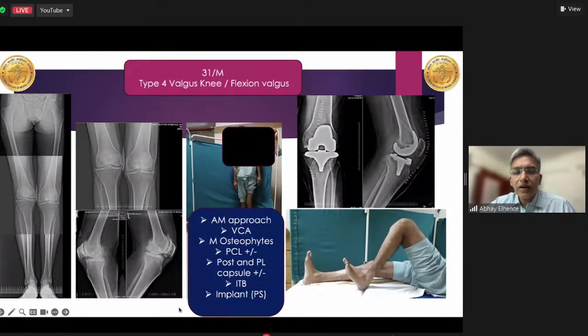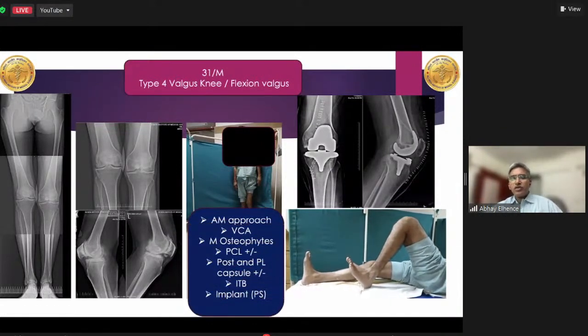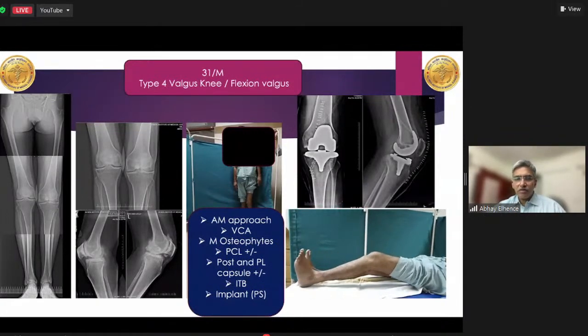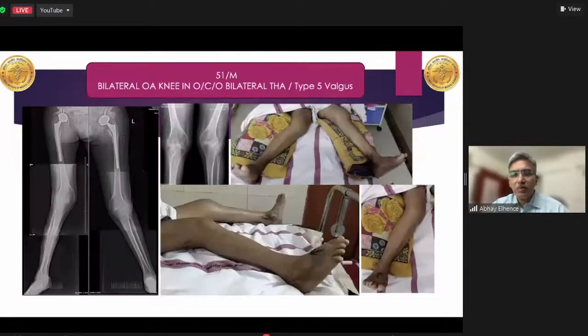So this patient had the standard anteromedial approach, had the valgus correction angle factored into the distal femur jig, had the standard releases, and in addition needed an IT band bicrusting and a PS implant and got a stable, well-balanced knee. The type 5 valguses are the severe ones, and this one had a bilateral hip along with all the changes and a very stiff and rigid flexion valgus on both sides with very minimal range of motion.